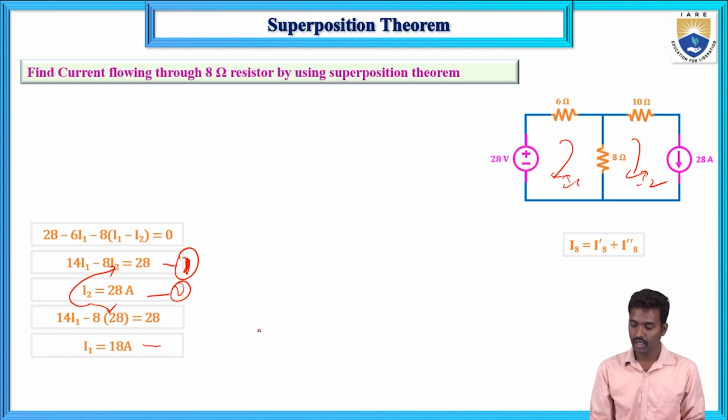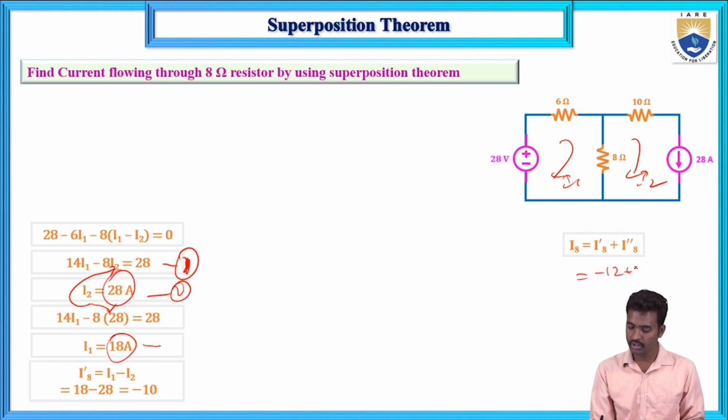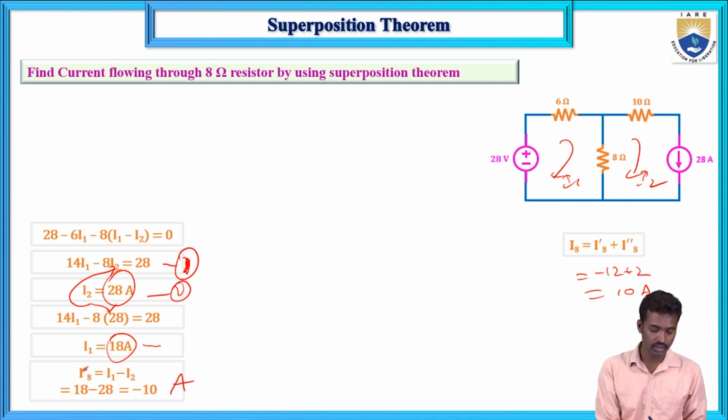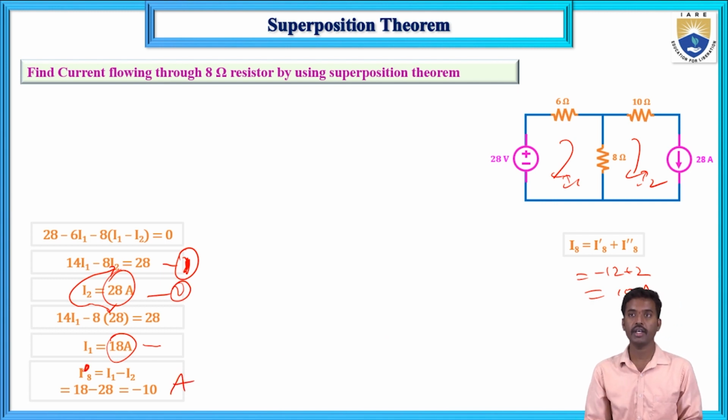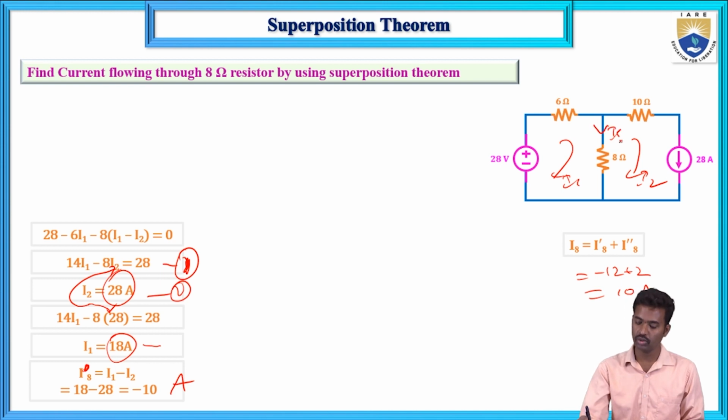Now the current flowing into the 8 ohms resistor equals 18 is the I1 and 28 is the I2, so this is minus 12 plus 2, equals minus 10 amperes. So using mesh analysis also we got the same value, that is minus 10 amperes. This is the total response current, I8 equals minus 10 according to the mesh analysis and the superposition theorem. So we got the same value.